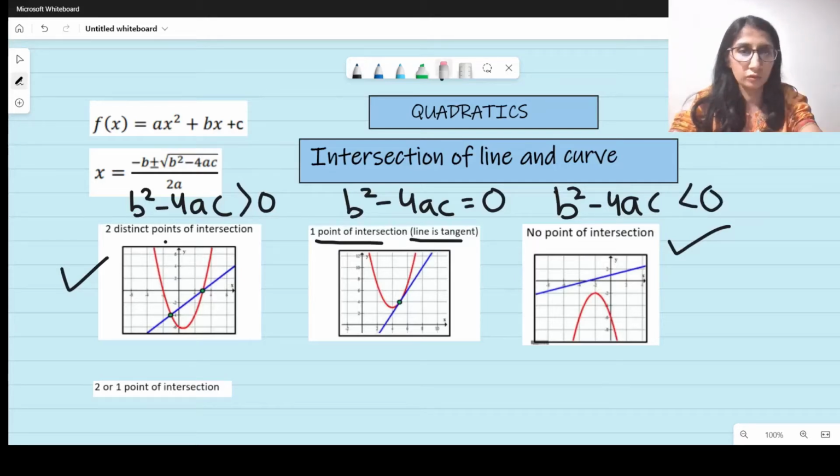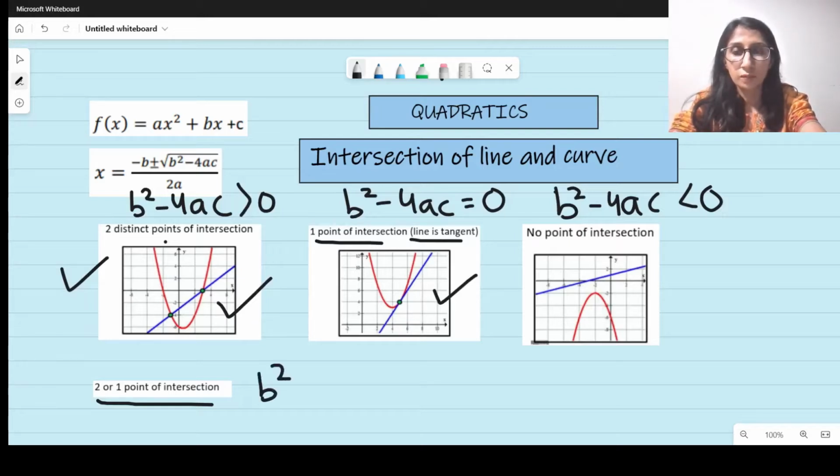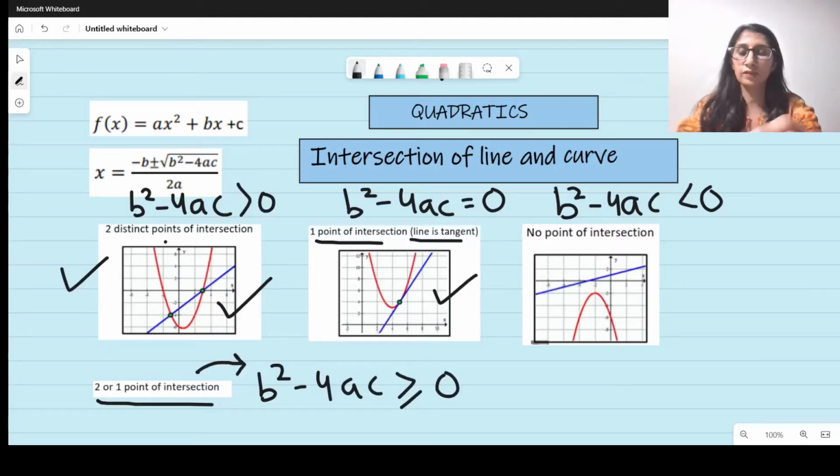Then you'll also see questions that state that the line and the curve have 2 or 1 point of intersection. That means it could be this case or it could be this case. So you merge both of these equations or inequalities. So you write greater than or equal to 0. So when the question says the curve and the line has 2 or 1 point of intersection, that means b square minus 4ac is greater than or equal to 0. Let's do a few past paper questions from this topic.